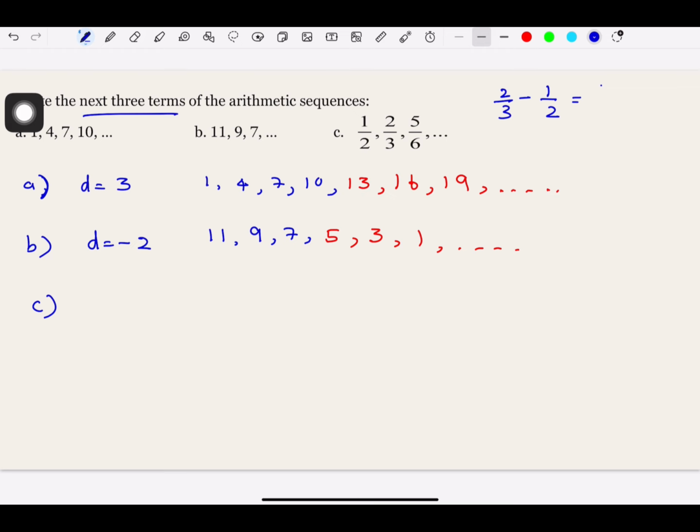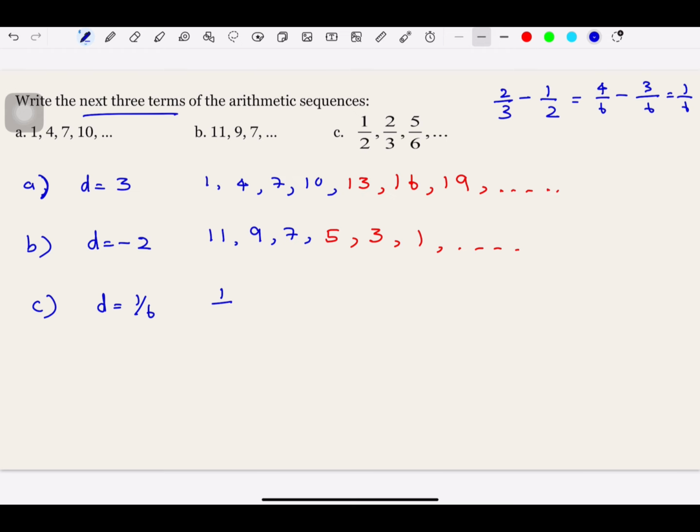So this is going to be 4 over 6 and this is going to be 3 over 6. So it's eventually going to be 1 over 6. So it seems like the difference between these two numbers is 1 over 6. Similarly, if you calculate the difference between the second and third term, you'll get the difference as 1 over 6. So that means the common difference is 1/6.